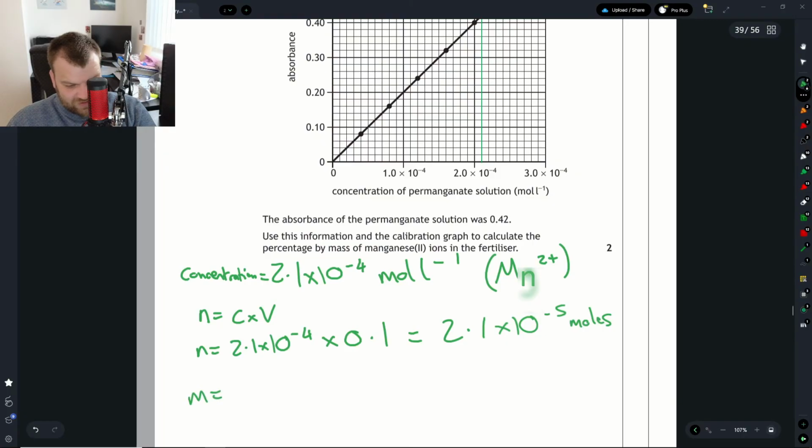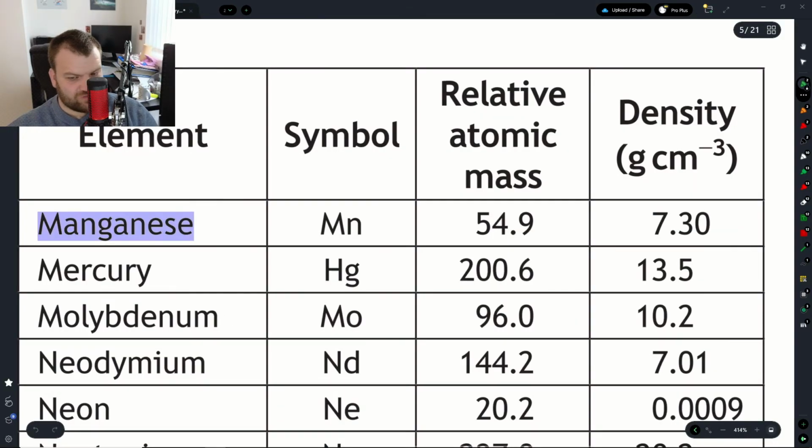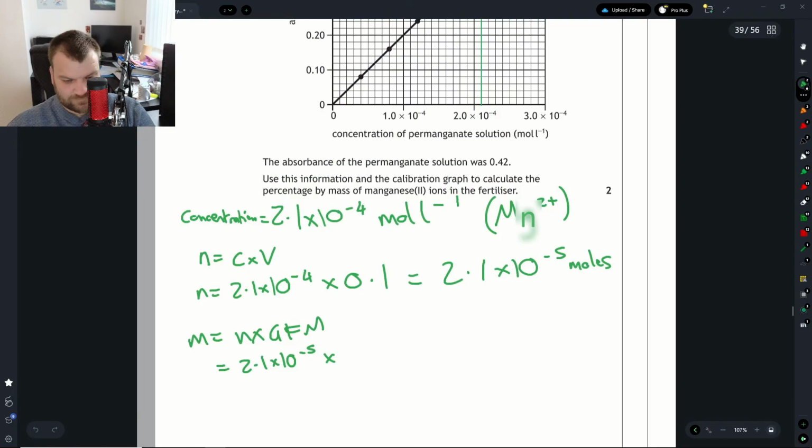We can then work out the mass. Mass equals n times GFM, which equals 2.1 times 10 to negative 5 times the GFM of manganese, which is 54.9. That gives us 0.0011529 grams.